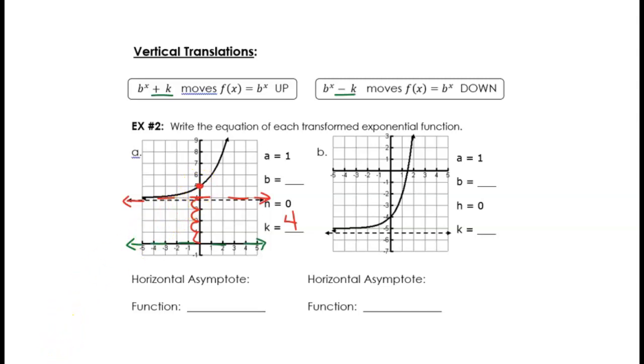And then what's the other thing we need to find? Go to the right one, count the distance from the asymptote, because that's where you should start. So here's my point. That distance is 2, so that's my b value.